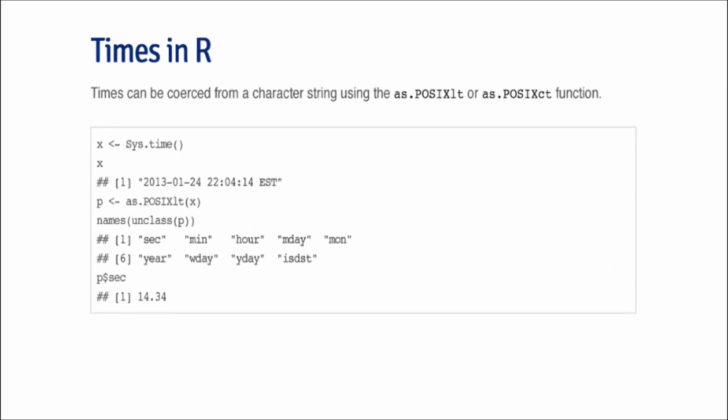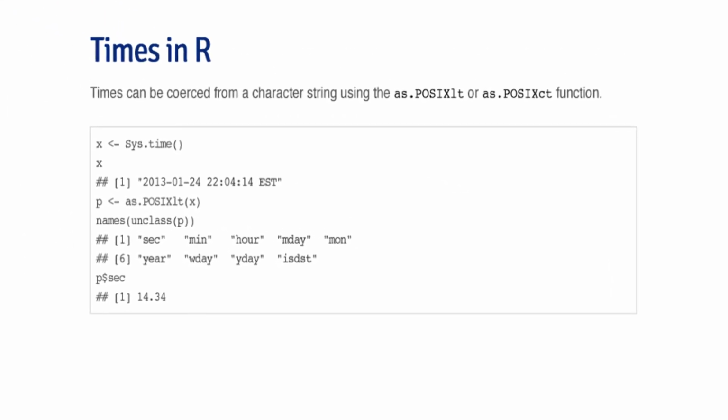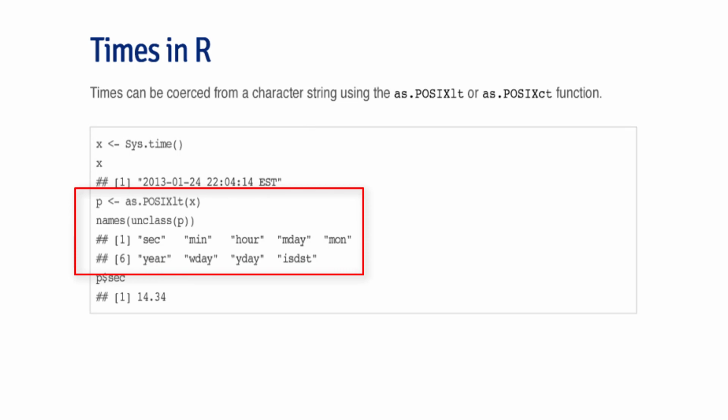You can convert back and forth between POSIXlt and POSIXct using the as.POSIXlt or as.POSIXct function. For example, the Sys.time function here just gives you the current time as it's known by the system. You can see that it prints out in a year, month, day format, then an hour, minute, second format, and then the time zone, which is Eastern Standard Time right now. You can convert this to a POSIXlt using as.POSIXlt, and remember POSIXlt is underlyingly a list, so you can look at the names of the elements in this list.